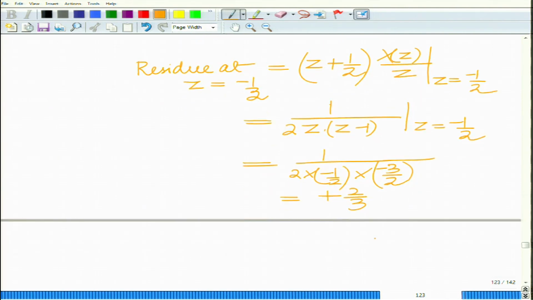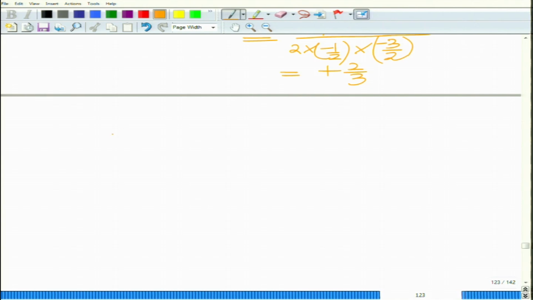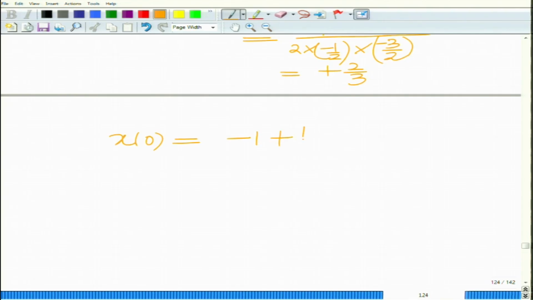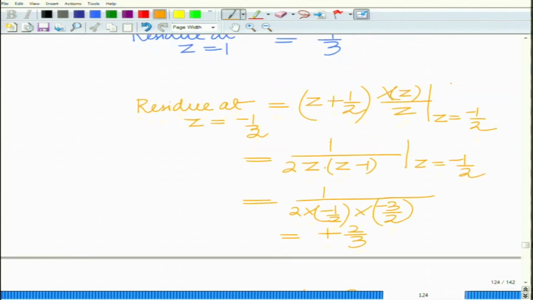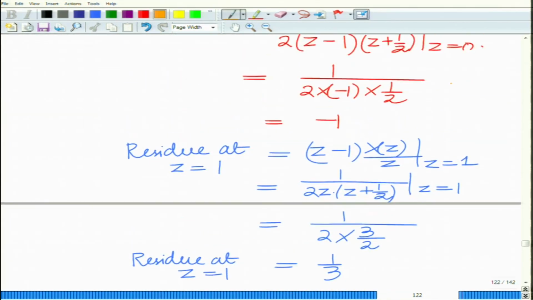So, x(0) is basically the sum of residues. For n equal to 0, x(0) is the sum of residues at the poles. Remember, there is an additional pole at z equal to 0. So, the sum of the residues at z equal to 0, z equal to 1 and z equal to minus half is basically minus 1 plus 1 by 3 plus 2 by 3, which is 0. So, x(0) equals 0.